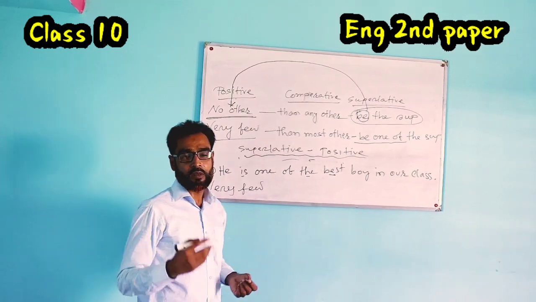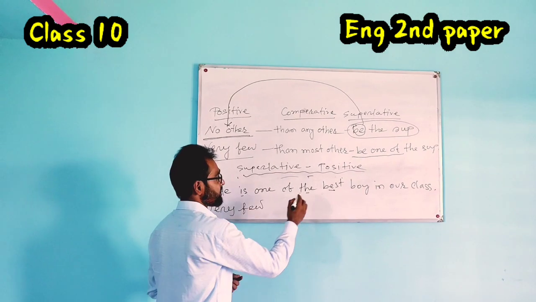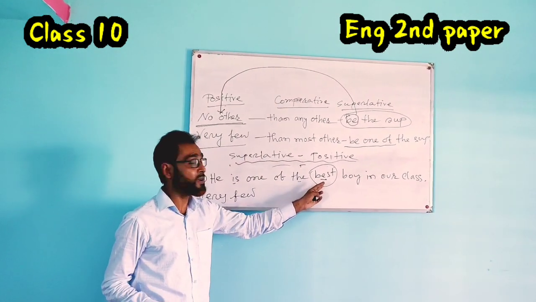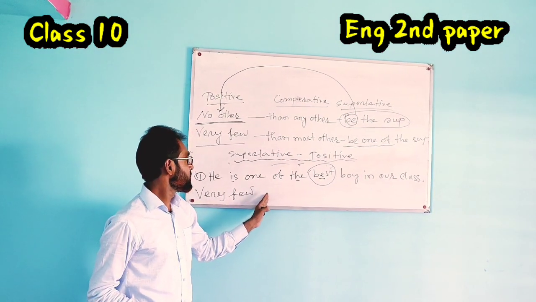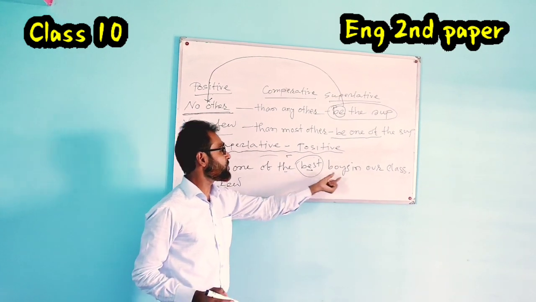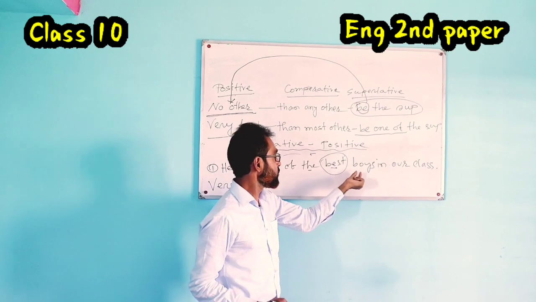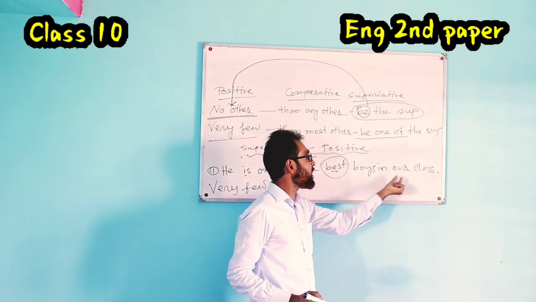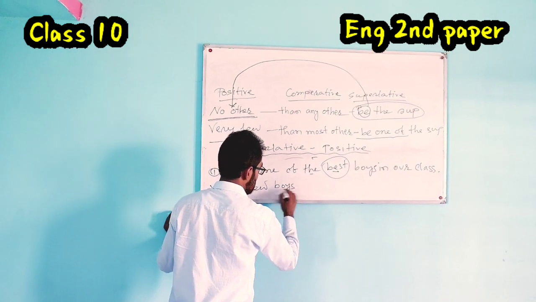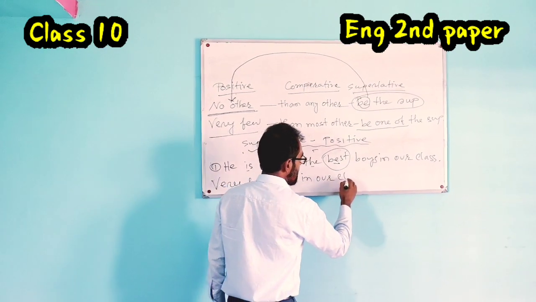Now, like your previous sentence, we have to find out what the superlative degree is here. Here, best is the superlative degree, and we need the last portion of the degree. So here the last portion is boys in our class. Very few boys in our class.